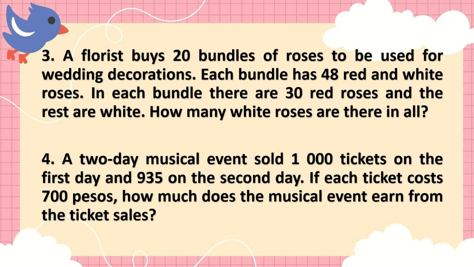Number 3. A florist buys 20 bundles of roses to be used for wedding decorations. Each bundle has 48 red and white roses. In each bundle, there are 30 red roses and all the rest are white. How many white roses are there in all? Number 4. A 2-day musical event sold 1,000 tickets on the first day and 935 on the second day. If each ticket costs 700 pesos, how much does the musical event earn from the ticket sales?